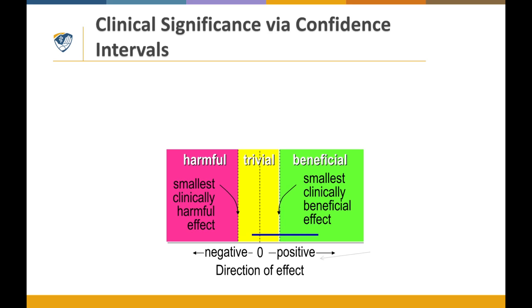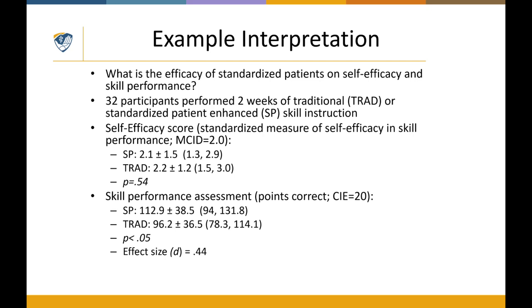So let's go through an example here. And so let's say we've got this intervention that we've got a group of health sciences students who are learning new clinical skills. And we want to determine the efficacy of using standardized patients on improving student confidence or self-efficacy and their actual skill performance. And so we want to see if using standardized patients compared to a traditional way of teaching these clinical skills will improve their confidence or their self-efficacy in performing these skills and their actual performance.